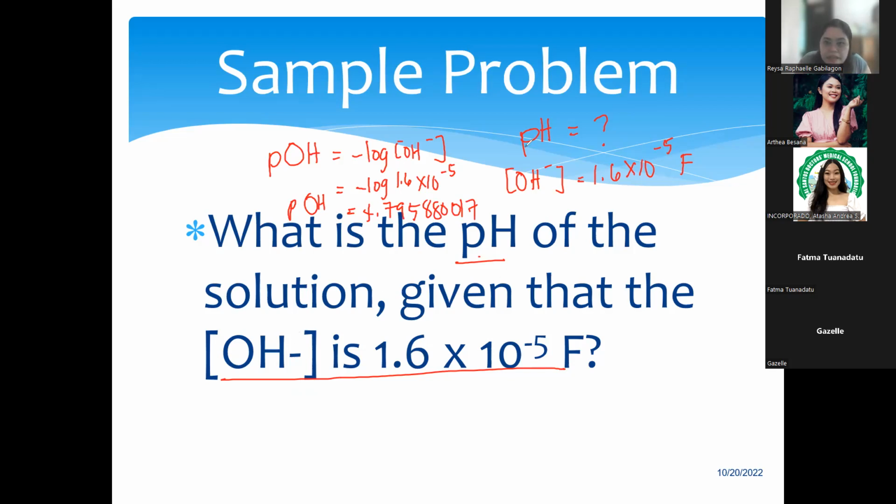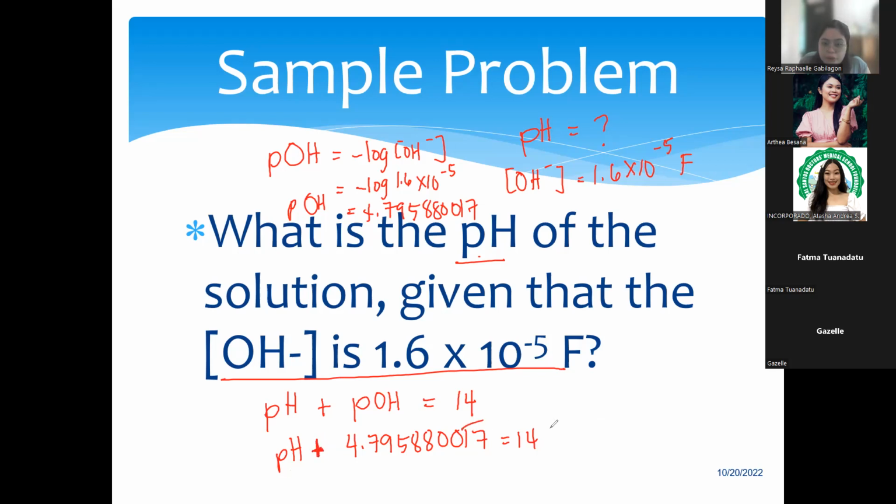Now, we are not yet done kasi pH ang hinahanap. Dito papasok yung bagong formula na pH plus pOH equals 14. Okay? So pH plus the computed pOH, that's 4.79588017 is equal to 14. Okay? Ito yung sinasabi ko na pwede ka mag-transfer on the opposite side kasi the operation is addition. Hindi ito division ha. Hindi mo siyang divide both sides kasi again, our operation here is addition.